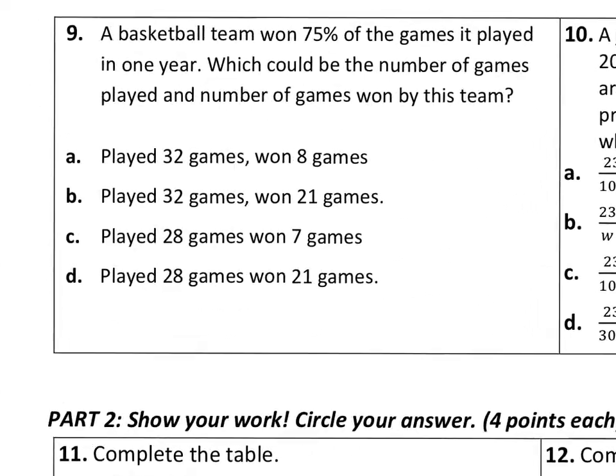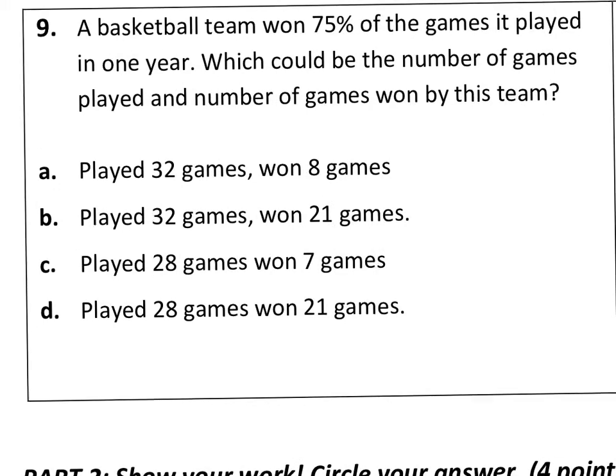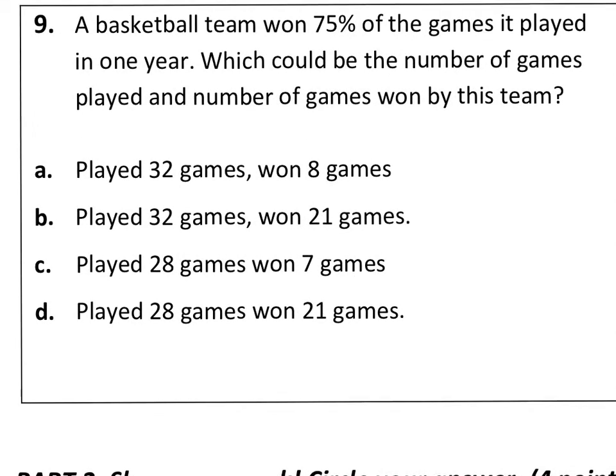So, basketball team. This is a cool question because you kind of have to guess and judge. You had to use your brain a little bit. A basketball team, in theory, won 75% of their games. Which could be the number of games won by this team? We're looking for something over something that equals 75 over 100. We're looking for something that gives you 3 games won out of 4.